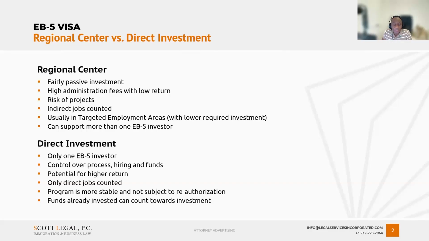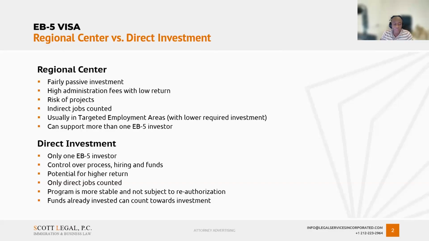Before we get into the detailed requirements of EB-5, let me talk a little bit about the different profiles of investors, in particular in relation to the 2 different types of EB-5s that are available. The first that we'll talk about is the regional center.